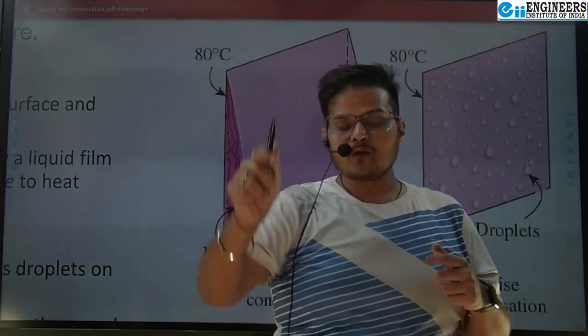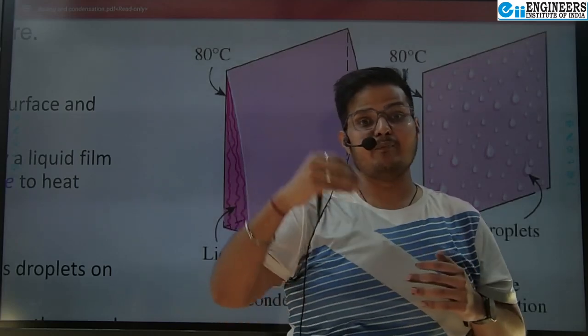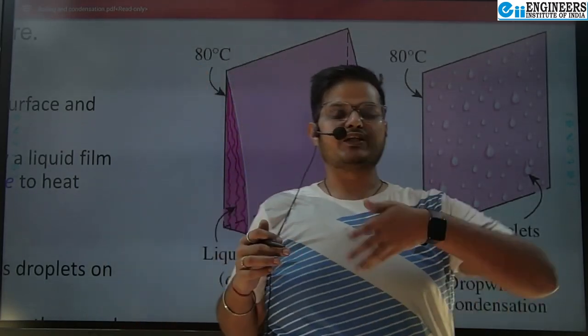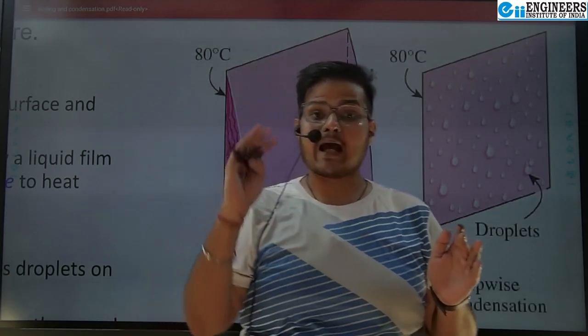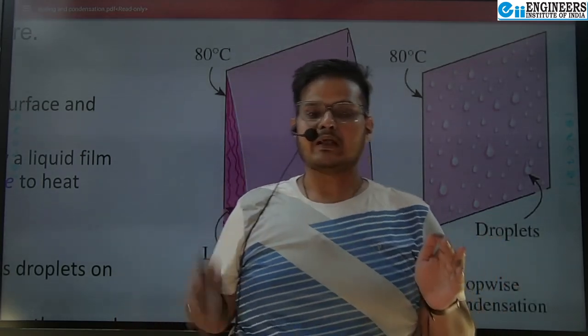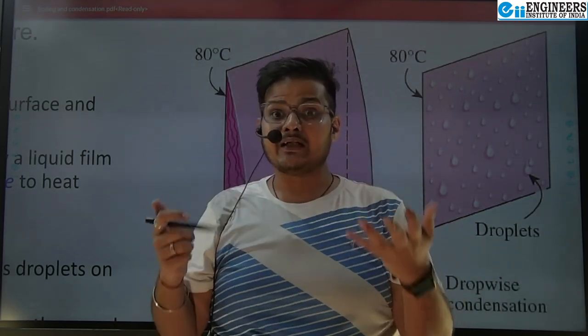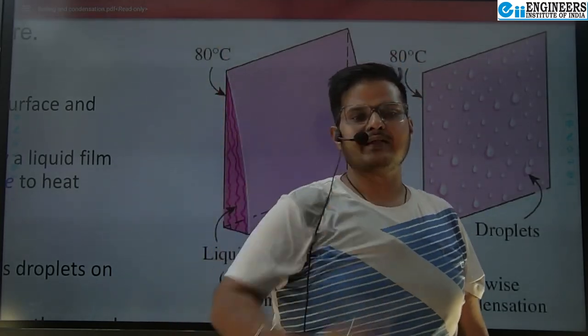So when that water vapor comes in contact with a surface whose temperature is very low as compared to the ambient temperature, that is, low as compared to the saturation temperature of the gas at the corresponding pressure, then it starts emitting its energy. Then the phase change takes place and it starts condensing.